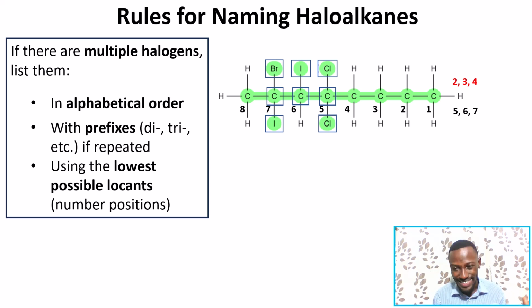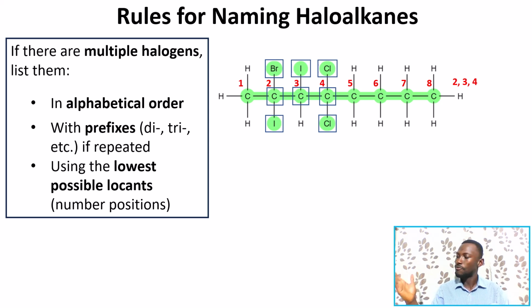That is huge. Because if you look at the sum total of the locations for the red numbering, that is 2 plus 3, that gives us 5. 5 plus 4 gives us what? That gives us 9. But look at the black numbering. 5 plus 6, 11. 11 plus 7, that gives us what? 18. So 18 is way, way bigger than 9. So we would disregard the black numbering, that is the numbering from right to left, and focus on left to right numbering indicated in red. Why? Because that gives us the lowest possible locants. So I think we've sorted out those ones.